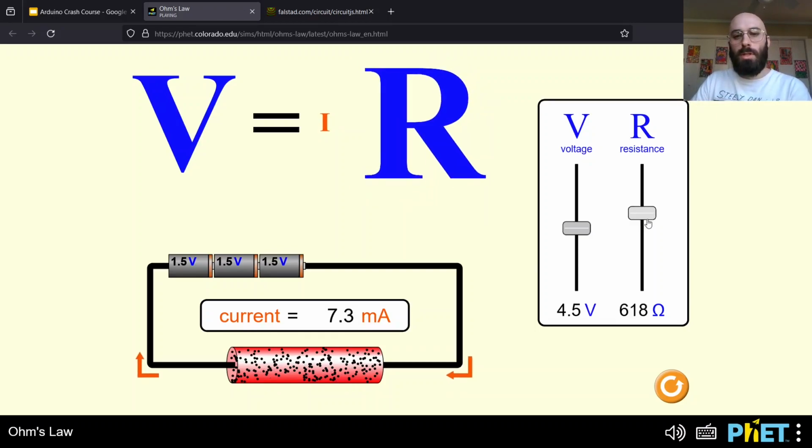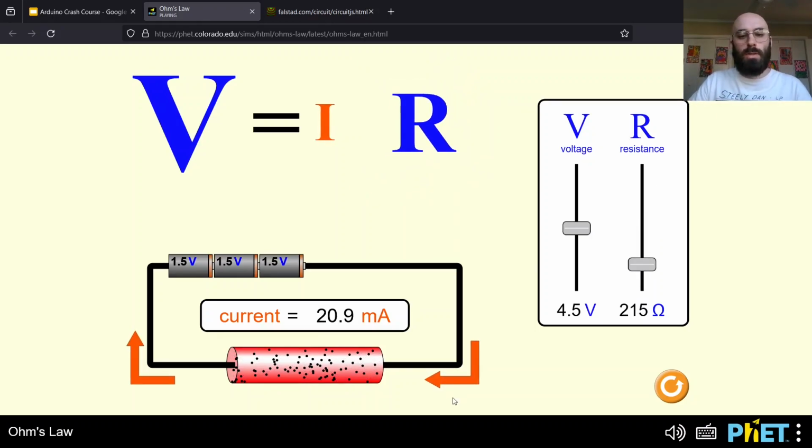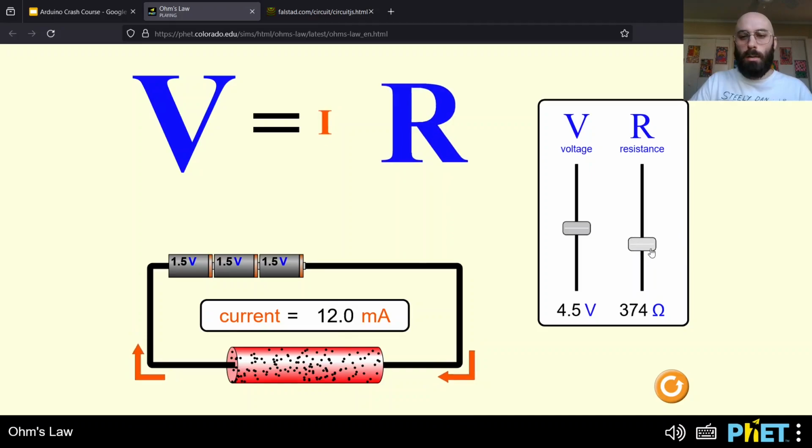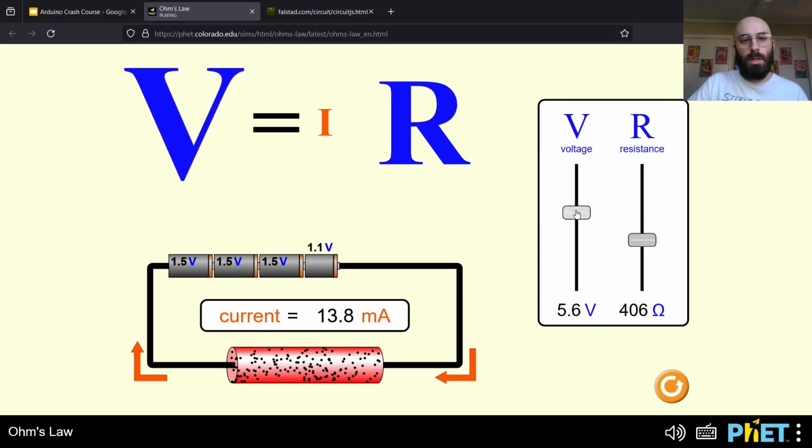But then if I reduce it, we see that the I starts to grow and these arrows grow and the current level goes up here as well. And we can also see here, if we had a way to change the voltage in our circuit, say we added another battery and we increase the voltage, we see that voltage and current are directly proportional. So as one goes up, the other goes up. Whereas current and resistance are inversely proportional. So as one goes up, the other goes down.